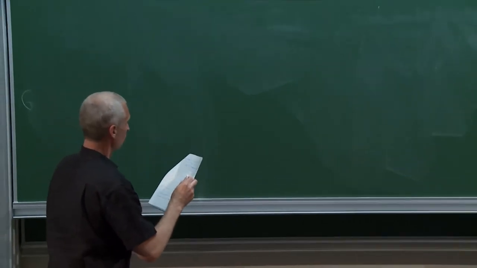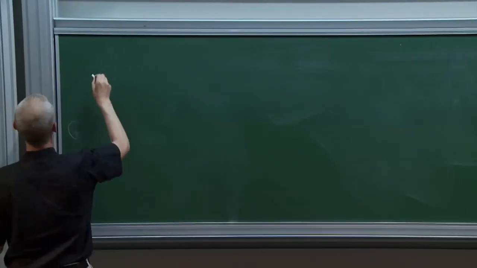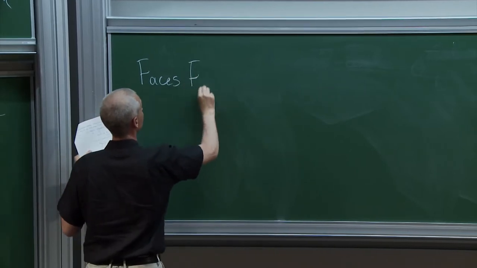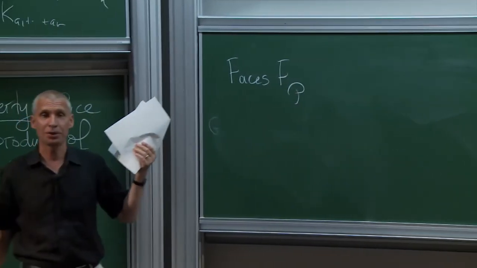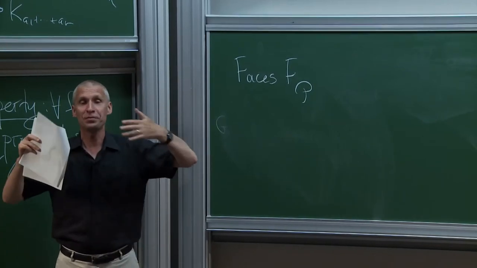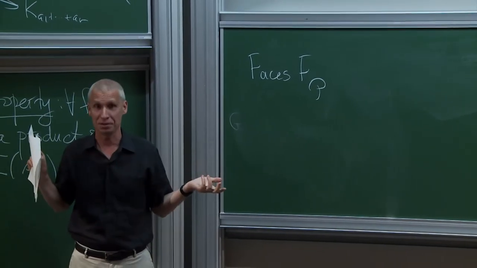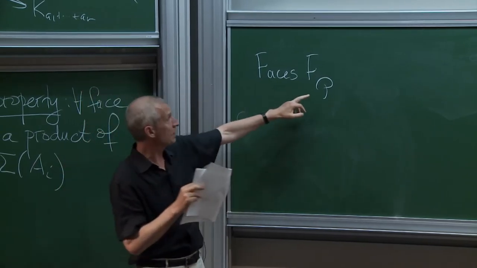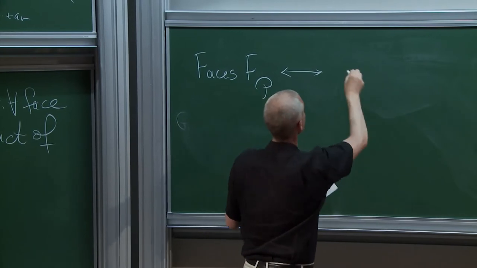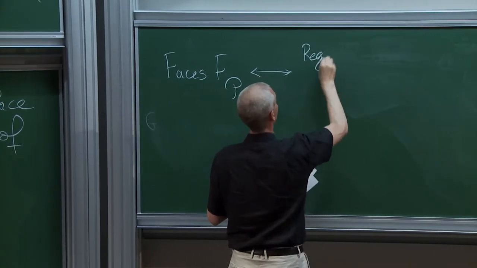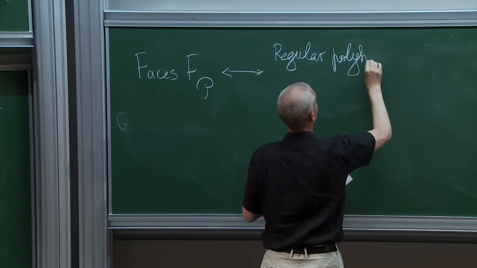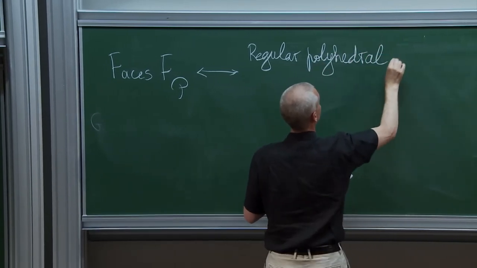So what really happens is that if vertices correspond to triangulations, then faces correspond to something in between, which is a subdivision, but not necessarily into simplices. So faces correspond to, again, regular polyhedral subdivisions, regular in this sense.